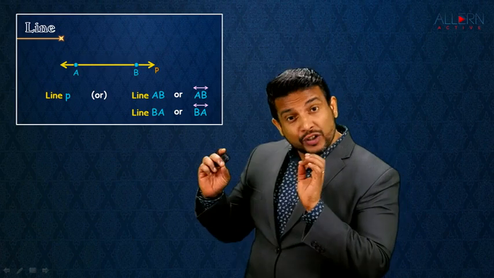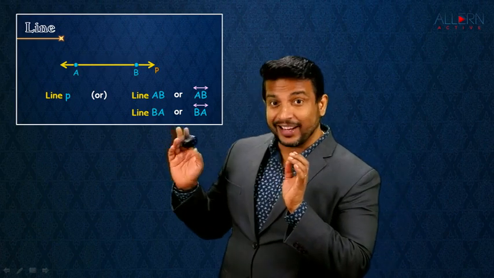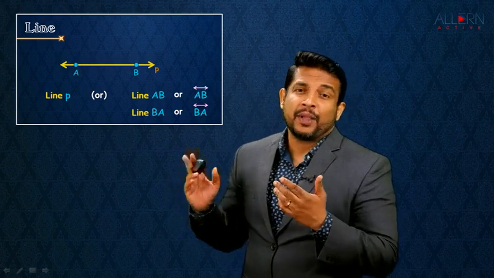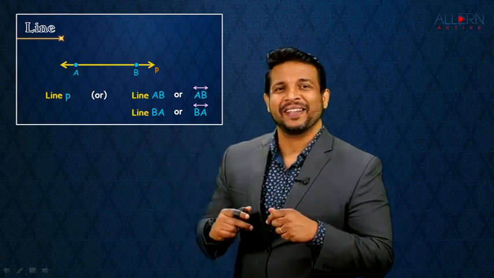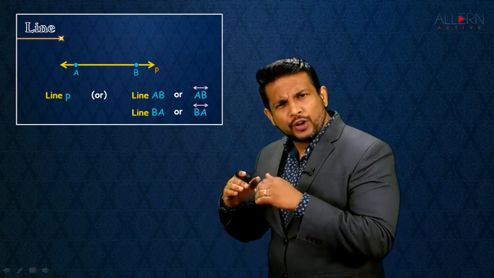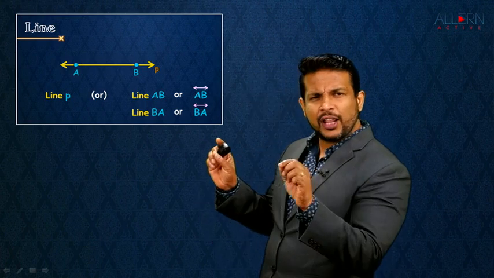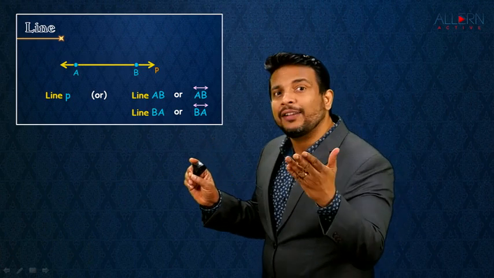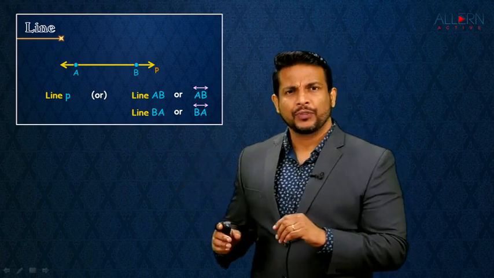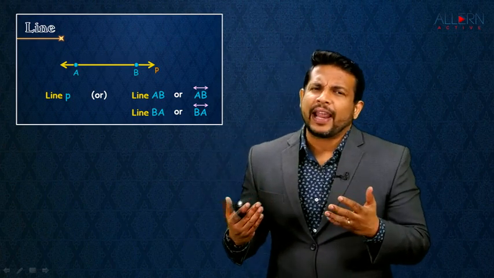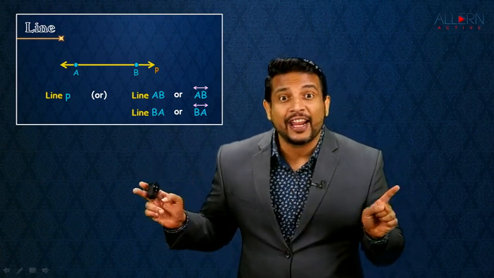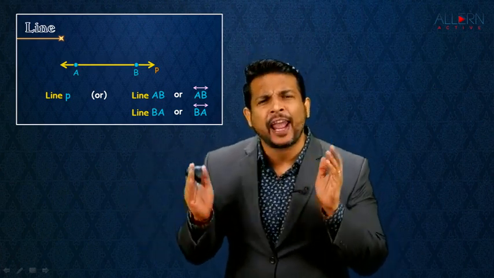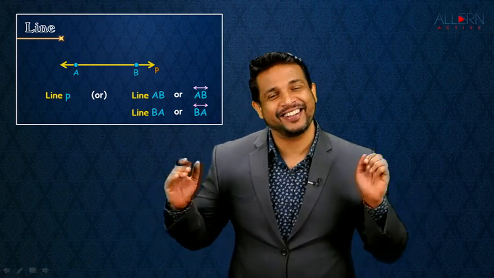By taking two distinct points on that line, like we took A and B, and we named it line AB, or you call it line BA. It's one and the same. These are two different ways of writing the same thing, right? Otherwise, instead of taking two distinct points, we can just take a small letter outside the line and name it line P. Those are the two different ways. And we have learned that a line has arrowheads on both sides. What does that indicate? It indicates that it moves infinitely in both directions, right?